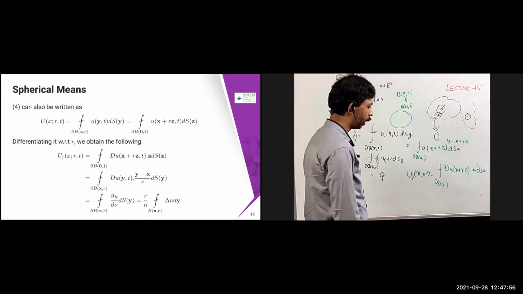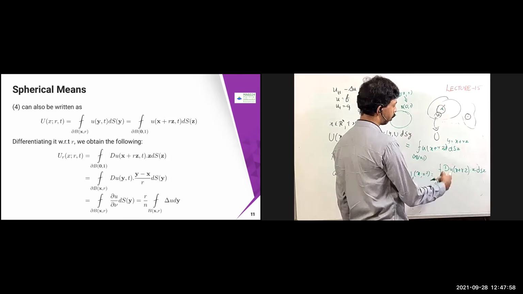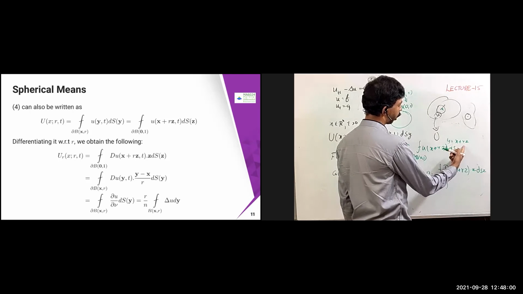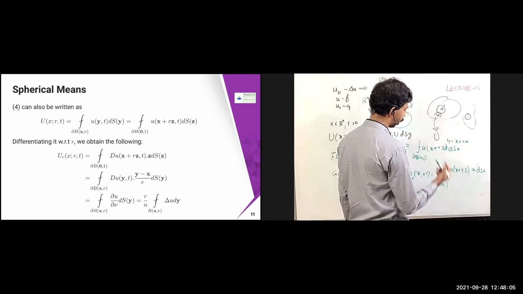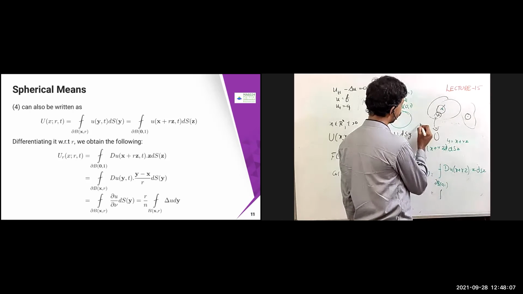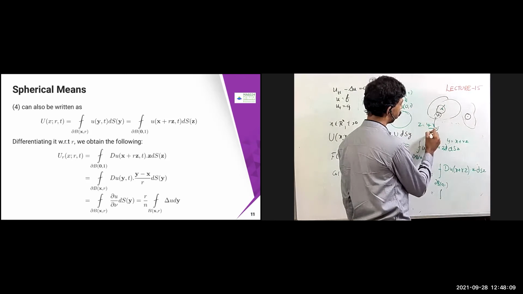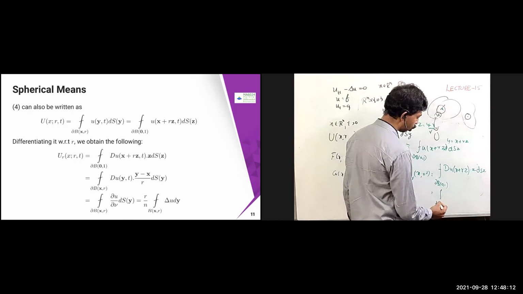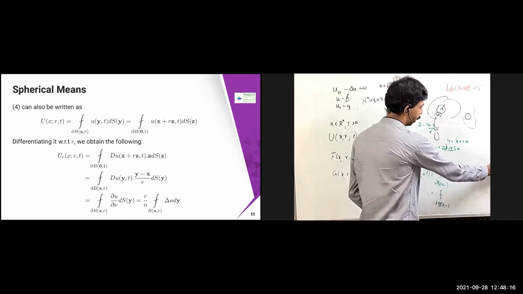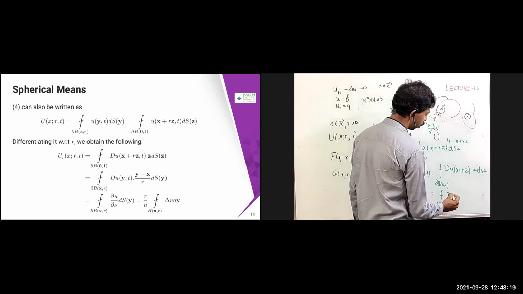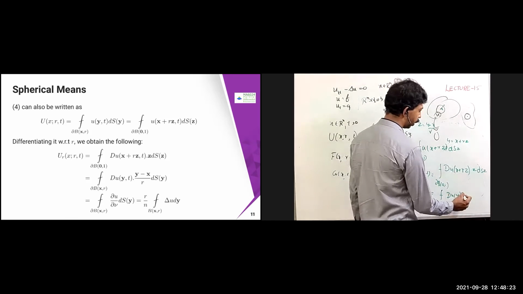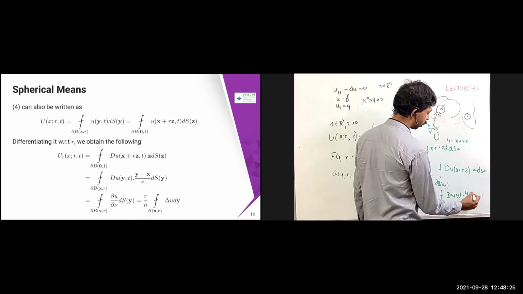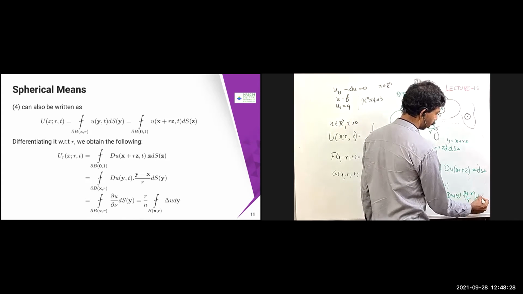Again, this one I can use the same transformation, y equals x plus rz, to change it back in the y direction. In that case, you can just use it the other way. So z is going to become y minus x by r. You can substitute over here. This is going to become an integral over B of x comma r, then the gradient of u is as it is, evaluated at y, times y minus x by r, dS_y is going to come.